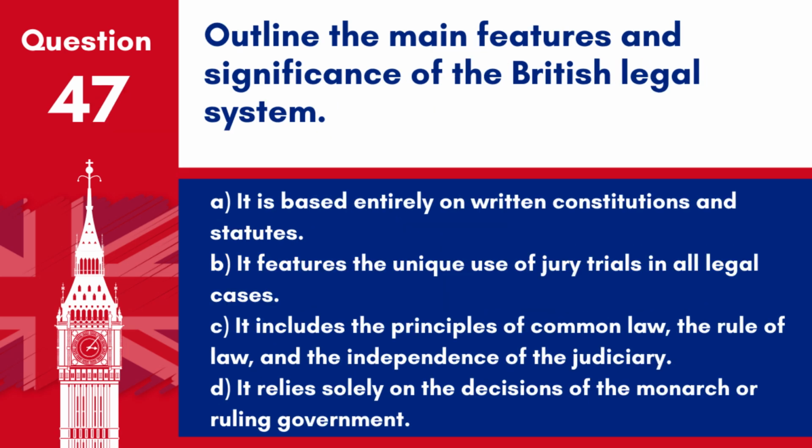Question 47. Outline the main features and significance of the British legal system. A. It is based entirely on written constitutions and statutes. B. It features the unique use of jury trials in all legal cases. C. It includes the principles of common law, the rule of law, and the independence of the judiciary. D. It relies solely on the decisions of the monarch or ruling government.